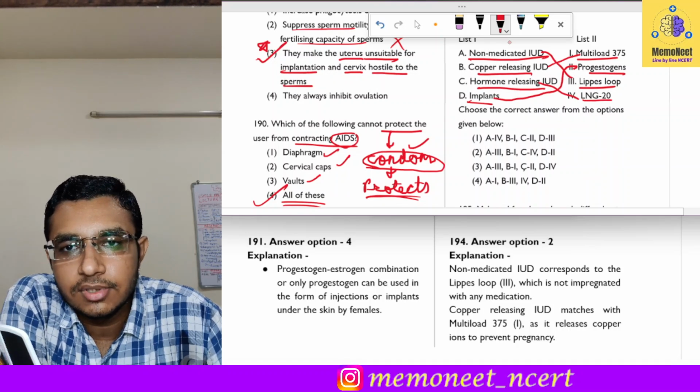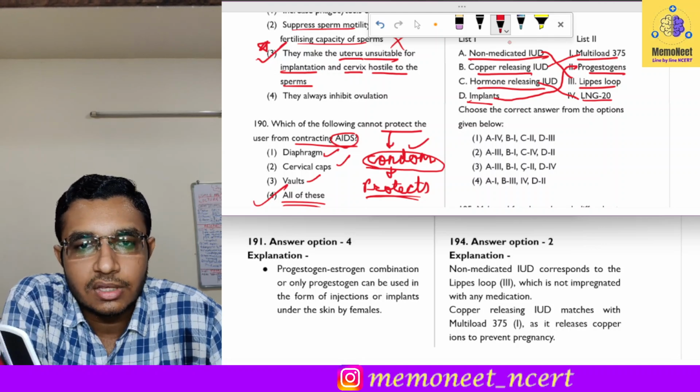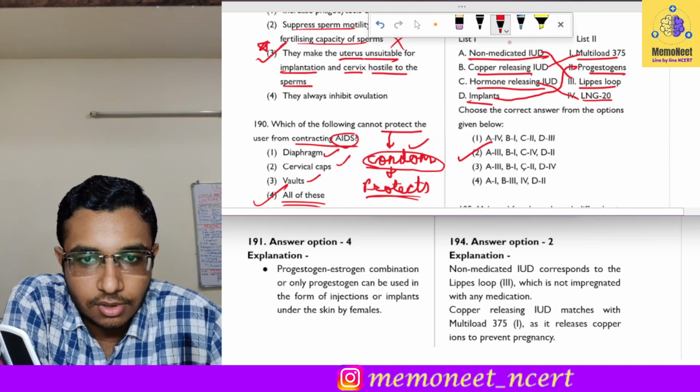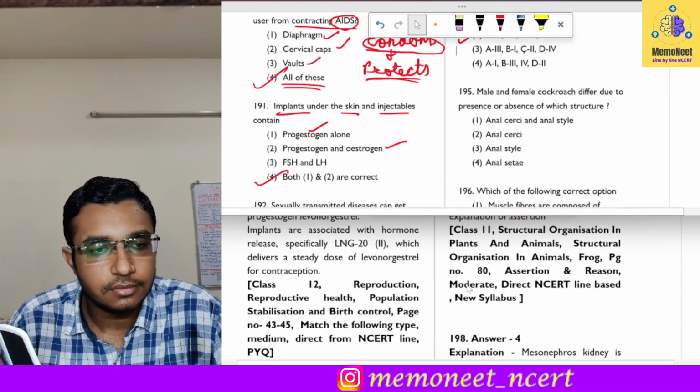So A goes with 3, B goes with 1, C goes with 4 and D goes with 2. So the correct answer of this question is option 2. Moving on to the next question, that is question number 195.